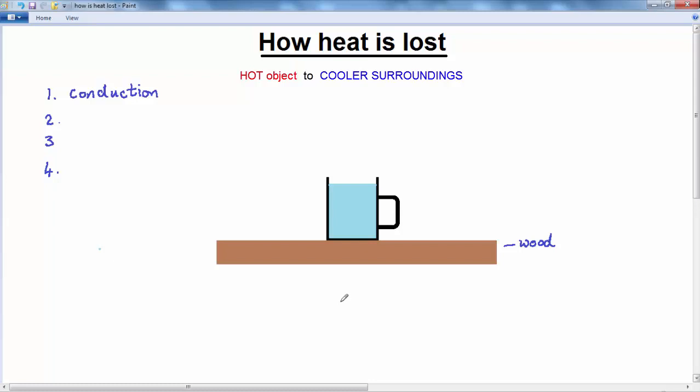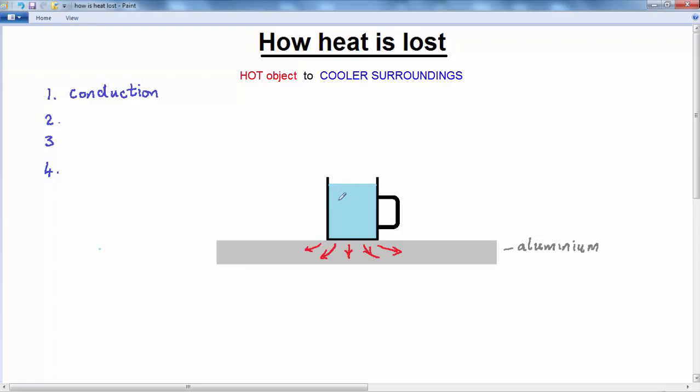But maybe we're in a workshop, for example, and we're having our tea break, and we've placed our hot mug of tea on top of a metal surface or an aluminium surface, like that, and now because aluminium's a good conductor, that heat will start to flow quite quickly from our cup of tea into the aluminium work surface. So that's the first way that heat will be lost.